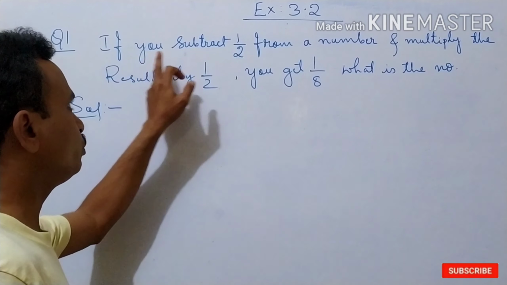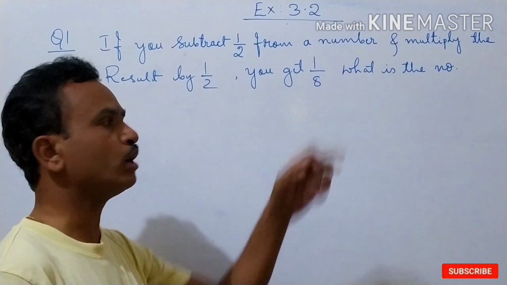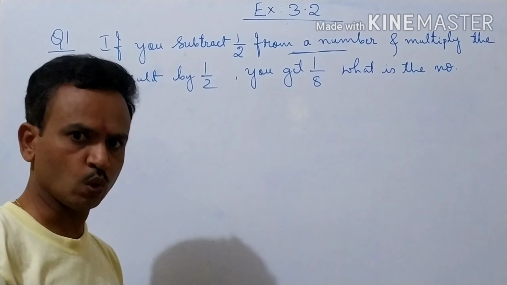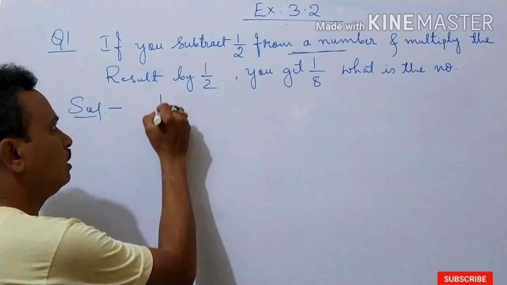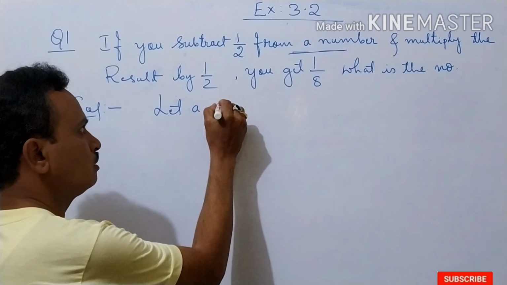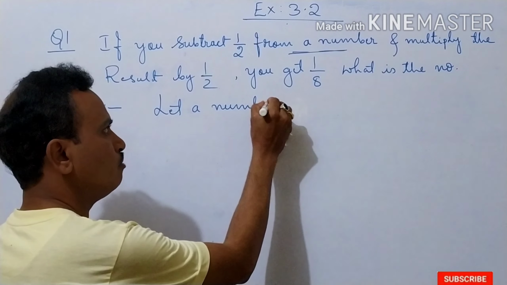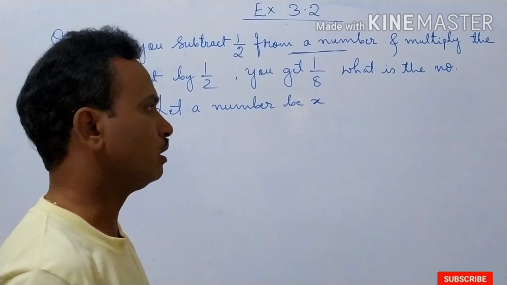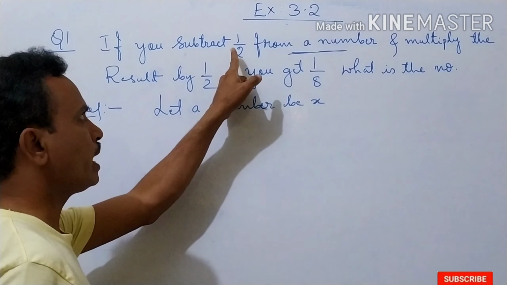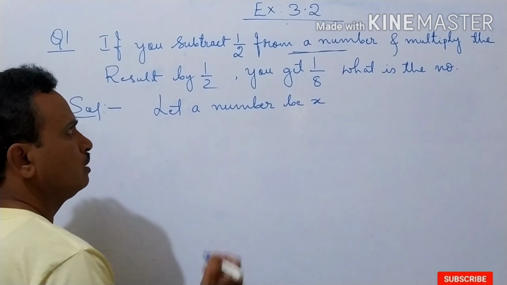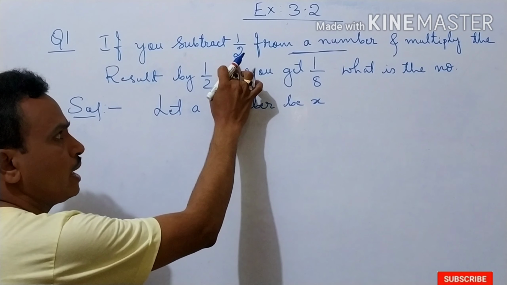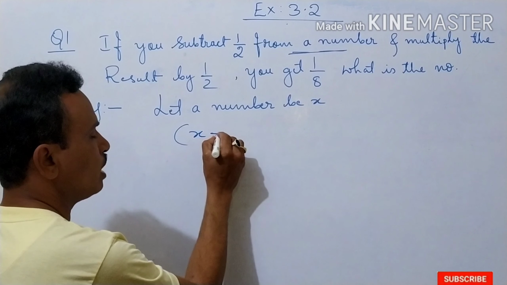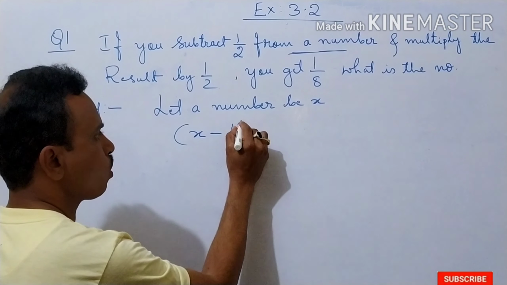Okay, so here, if you subtract 1 by 2 from a number, it means a number is not given. So what should we do here? Let a number be x. We don't know what that number is. If you subtract means minus. If you subtract 1 by 2 from a number, that means x minus 1 by 2.